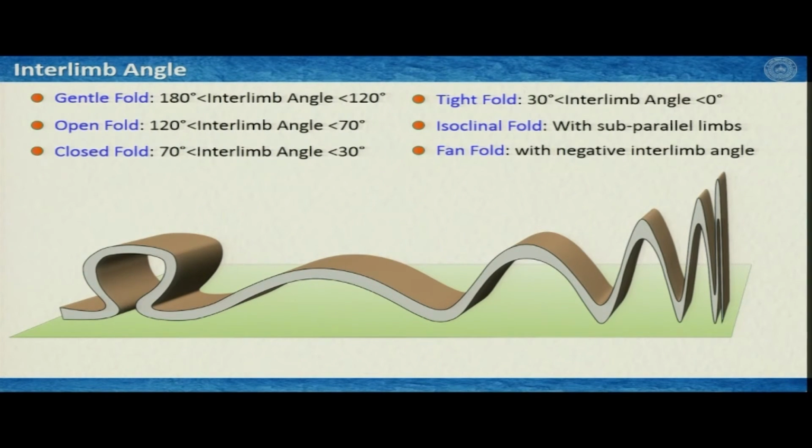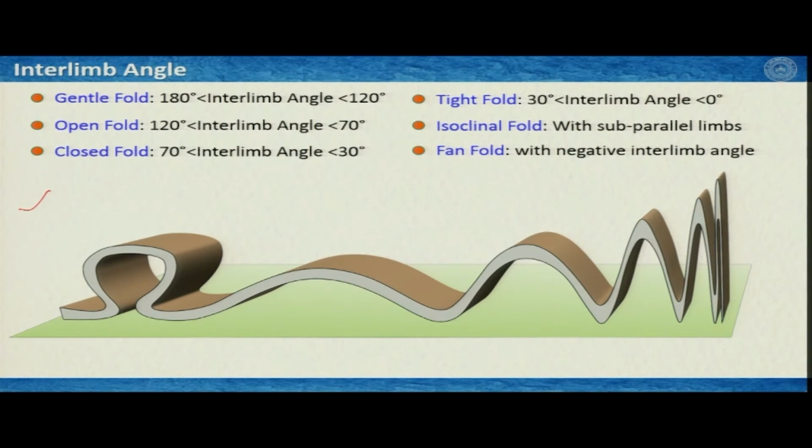The isoclinal fold is where you cannot define an interlimb angle. That means the two limbs are subparallel to each other. And then a fan fold is something where we have a negative interlimb angle. So this is an illustration. You hardly see this kind of fold in a single layer, but I have drawn this to accommodate all these classified folds under interlimb angle.